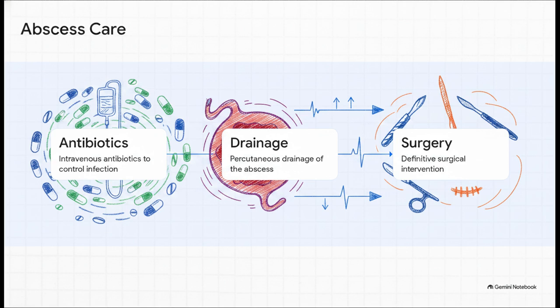Step 1 is getting intravenous antibiotics on board to control the systemic infection. Step 2 is percutaneous drainage of that abscess. You drain and stabilize first. Only after the patient is cooled down do we move to definitive surgical intervention.